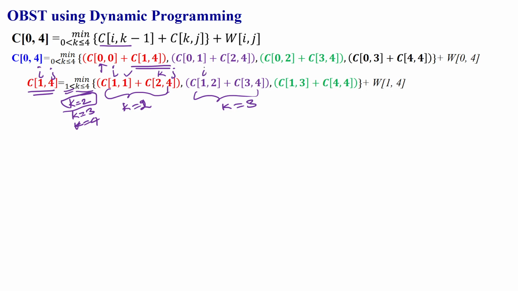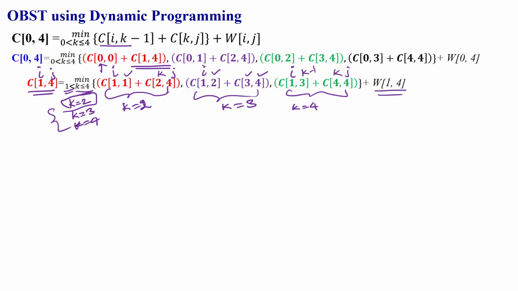Then here i is 1, k minus 1 is 3 minus 1, then k value is 3, then j value is 4 based upon the formula. Then k equal to 4. So here i is 1, k minus 1 is 3, right? Then k value is 4, then j value is 4, right? So for all the k values we found the formula.